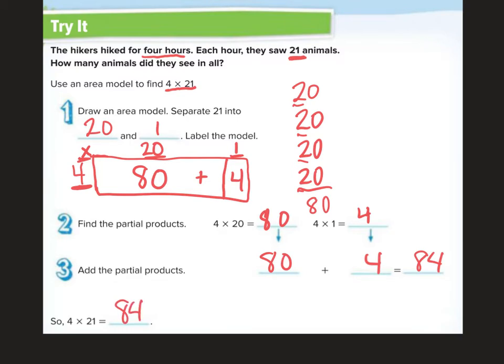The reason this is called partial products is because I'm splitting apart my bigger number, writing it in expanded form, and then multiplying 4 times the 10s and 4 times the 1s. So notice I did 4 times 20 and 4 times 1. I'm multiplying both of them by 4. So let's try it again.